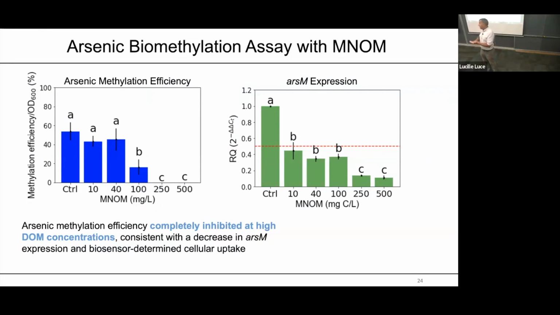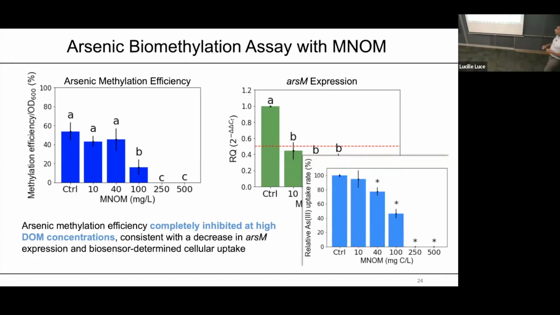So we're trying to account and normalize for differences in cell growth that might result from different levels of dissolved organic carbon. We see a decrease in production of methylated arsenic species as DOC increases, which is consistent with what we've seen before. And we also see a decrease in the arsM expression. arsM expression is induced by the intracellular arsenic, so it makes sense that if arsenic is not getting into cells, then arsM expression will also be down. So all of this is telling a consistent story. And thinking about the biosensor results, where uptake is shut off as we're measuring the biosensor, we're also seeing basically no methylation.